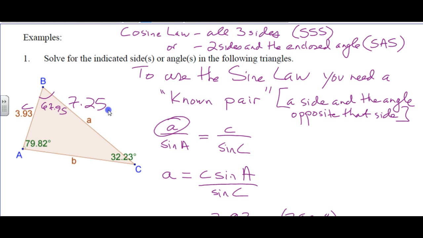Okay, so we just go 180 minus 79.82 minus 32.23, or 180 minus bracket, and then go 79.82 plus 32.23, right? We get the answer. Okay, so we got that as 67.